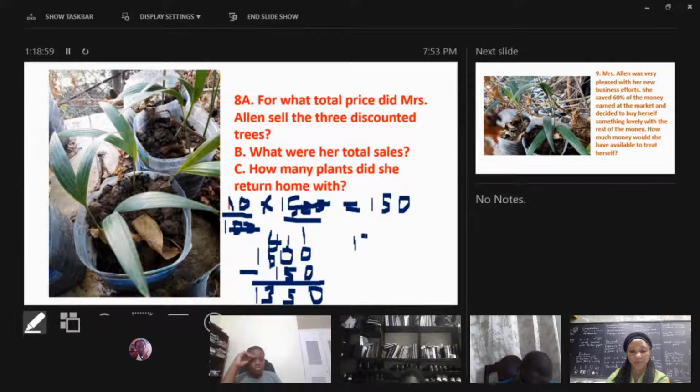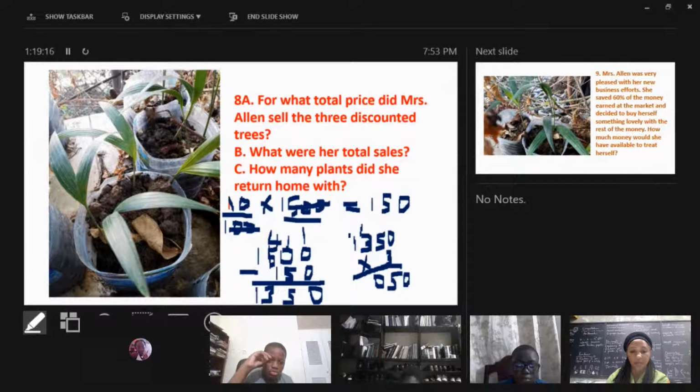So the three of them would be 1,350 times 3. So 3 times 0 is 0, 3 times 5 is 15, 3 times 3 is 9, and 1 is 10. So $4,050. That's for part A.